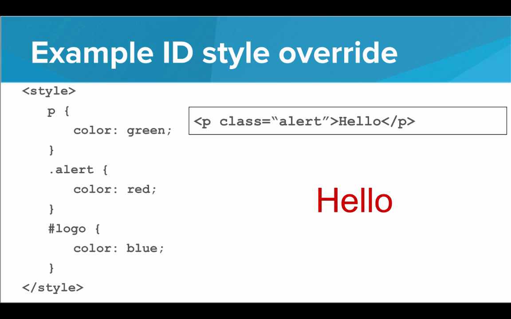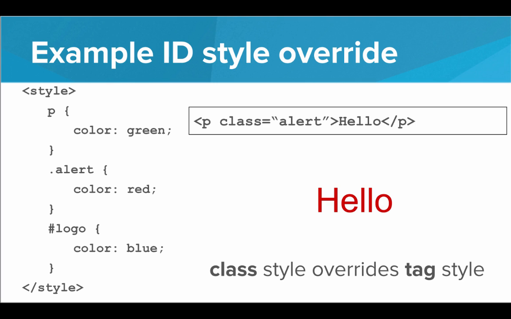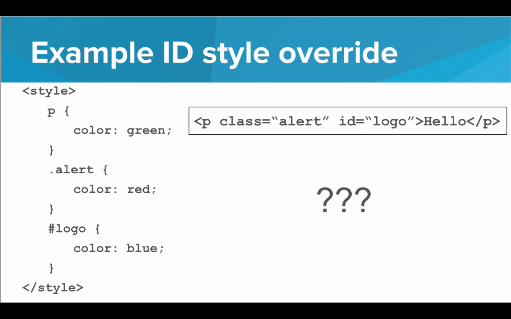Well, now we're going to have a color of red, and this is because the class style overrides the tag style. Even though it's selected by the P tag, it's also selected by the alert class, and the alert class will overwrite the green color and give it a red color. Now what if we added on top of that the ID logo? Now what color would it be?